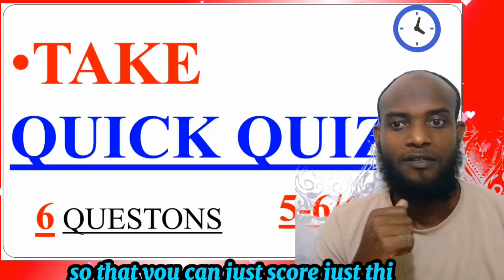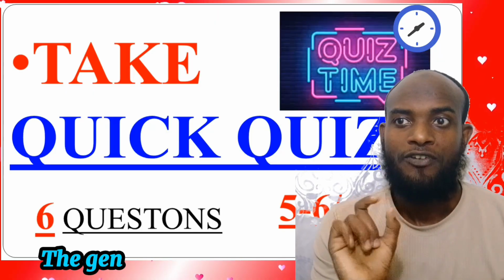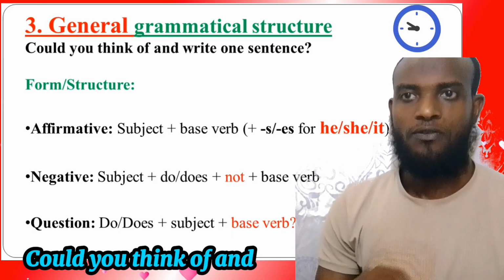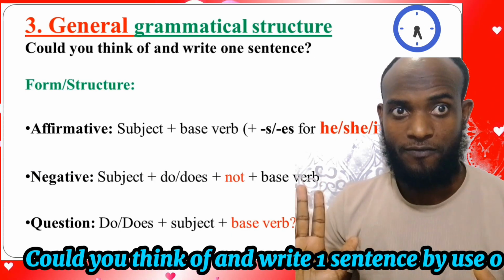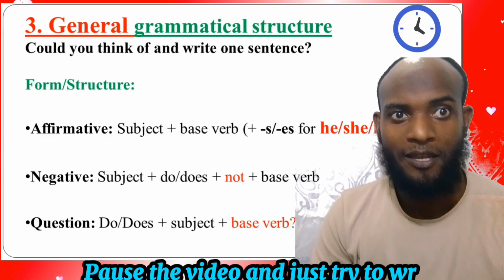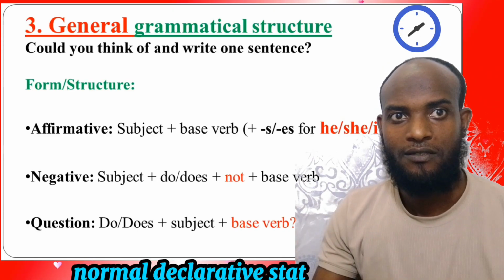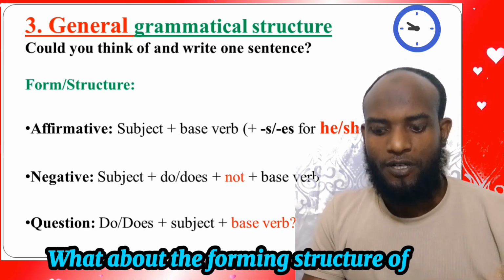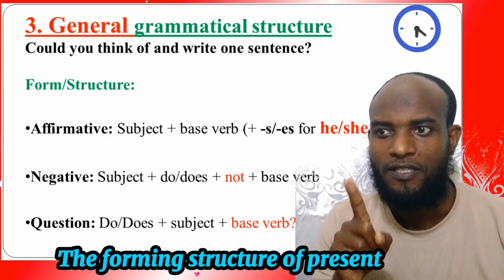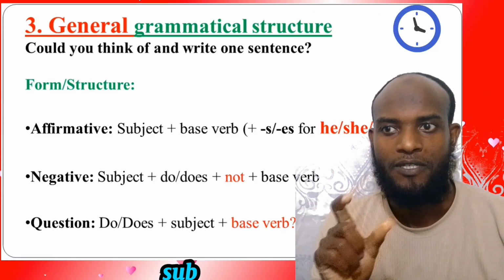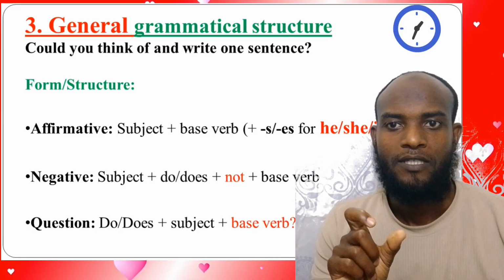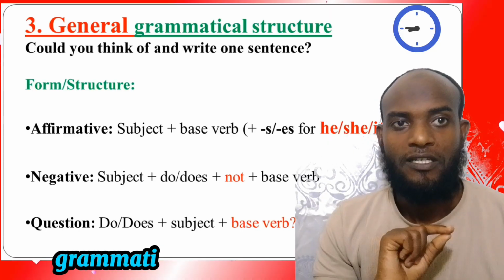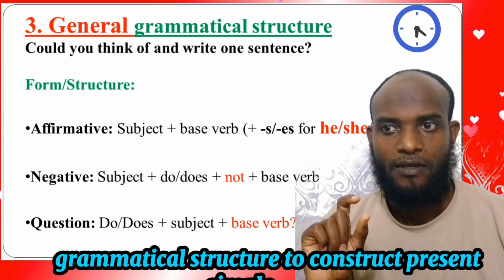Now, the general grammatical structure of present simple, SVO. Could you think of and write one sentence by yourself? Pause the video and try to write one normal declarative statement, any. Excellent. What about the form and structure of present simple? The form and structure of present simple in affirmative is subject plus base verb, then object. This is the normal grammatical structure to construct present simple, right?